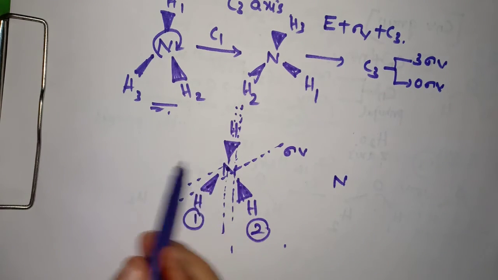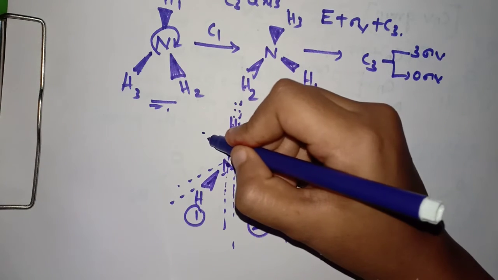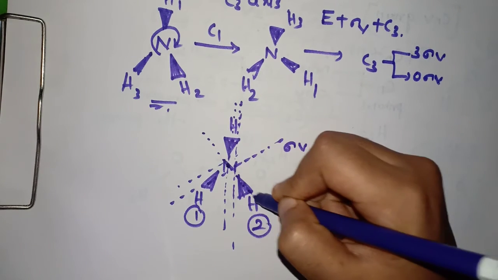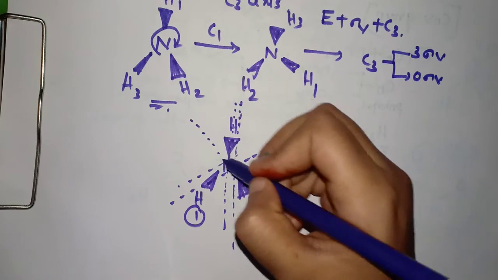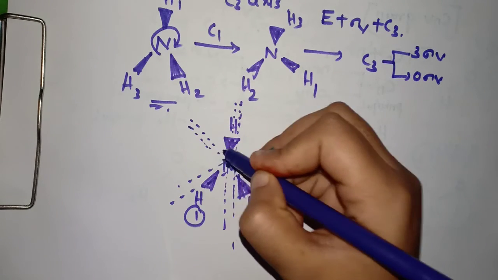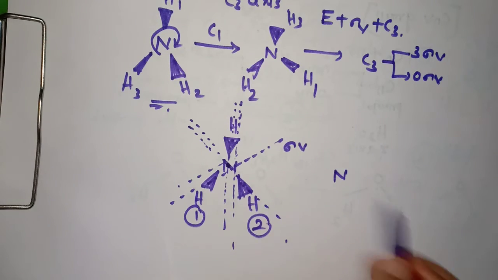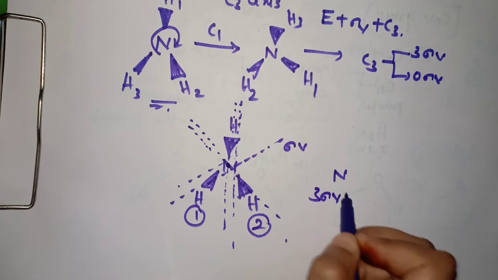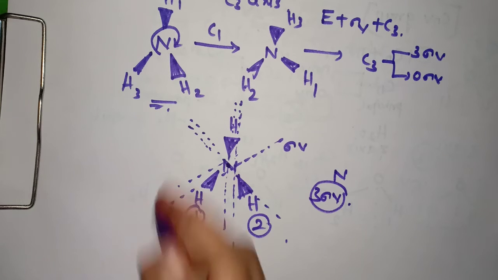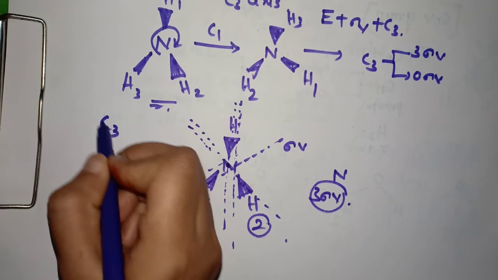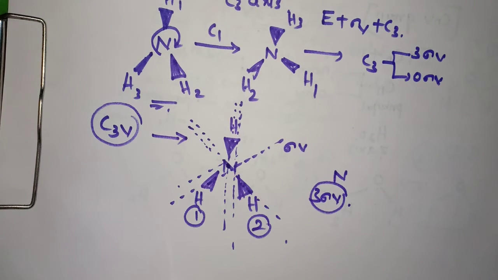And again, if you pass an imaginary plane, the vertical plane of symmetry, like this, it is also parallel to the principal axis. This is one half and this is another half. So a total of 3 sigma V's are possible in this NH3. So NH3 is having C3V.